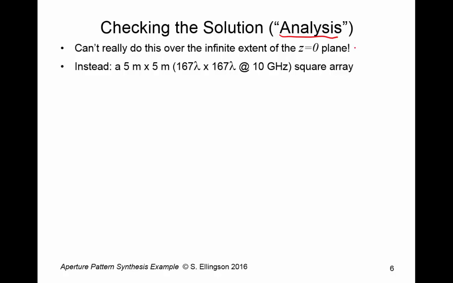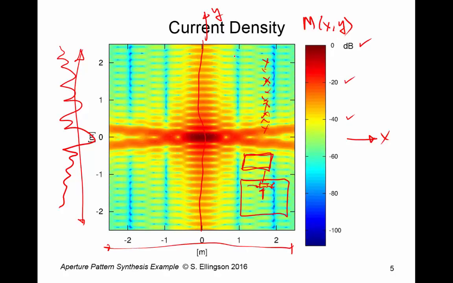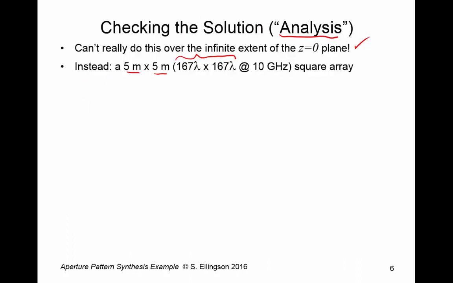Now, as I noted in the previous slide, you really can't do this over the infinite extent of the z equals zero plane. You have to make a decision about where you're going to truncate this distribution. So I've chosen a 5 meter by 5 meter, or perhaps more usefully said, 167 wavelength by 167 wavelength array. So this is exactly what I've shown here. So when I do the analysis, I am literally using what's shown here, and I am literally assuming that anything not shown is zero. So that's the way I'm truncating this distribution. This is equivalent to saying that my phased array is 5 meters by 5 meters. In other words, 167 wavelengths by 167 wavelengths at 10 gigahertz.